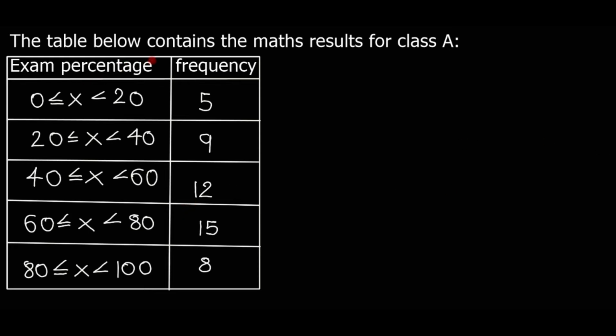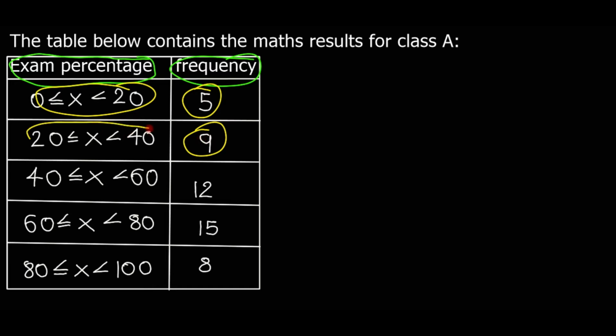Here they give us the percentage of that class, and here they give us the frequency. It says 0 is less than or equal to x, and x is less than 20, and they give the frequency of 5. They are telling us that 5 learners got an exam percentage between 0 and 20, and 9 learners got an exam percentage between 20 and 40.